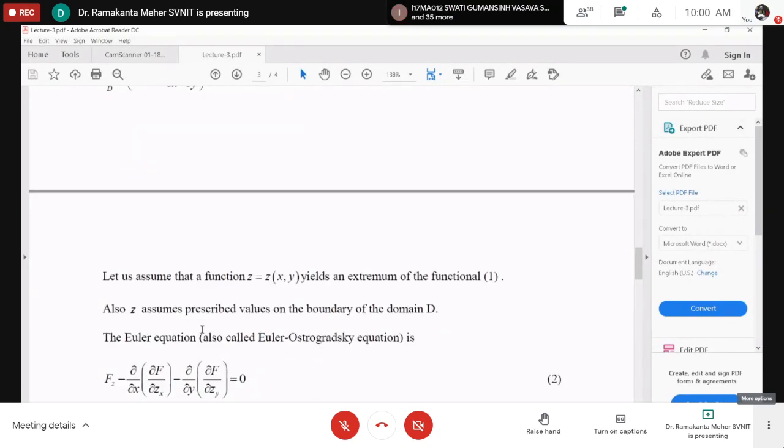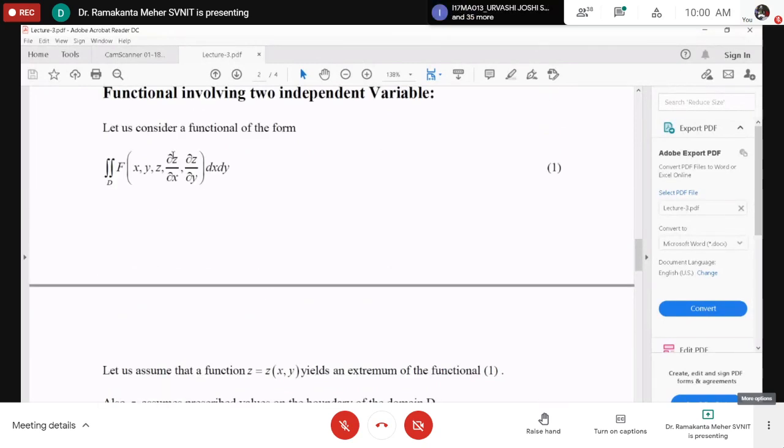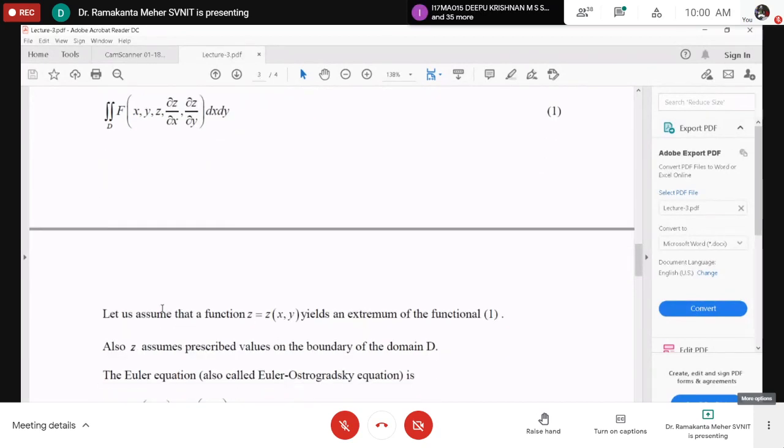So let us assume that a function z equal to z of xy, since we are considering the dependent variable as z. So here the unknown function that we determine, or that extremizes this functional, is z of xy. Let us assume that a function z equal to z of xy yields an extremum of this functional 1.